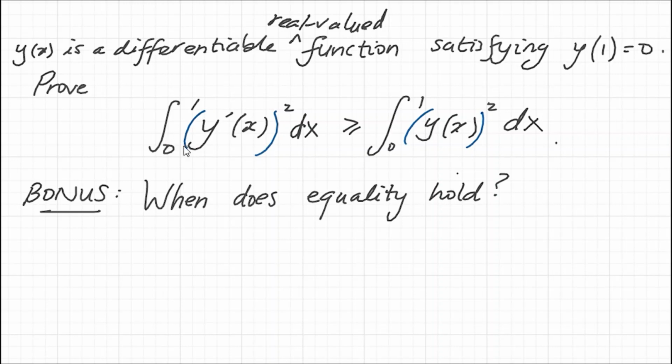We want to prove that the integral from 0 to 1 of y prime of x squared dx is always going to be at least the integral from 0 to 1 of y of x squared dx. And for a bonus, ask yourself, when does equality hold?